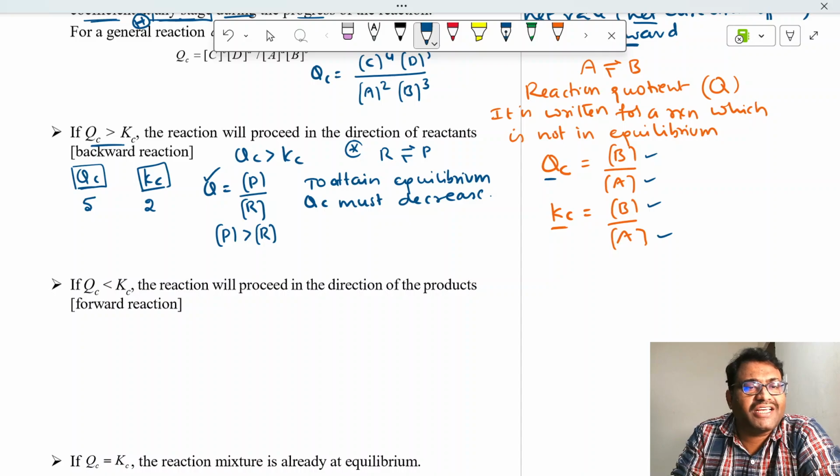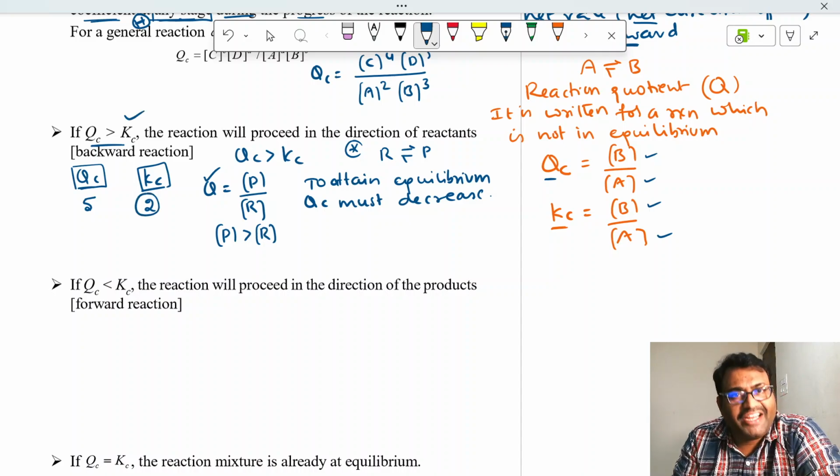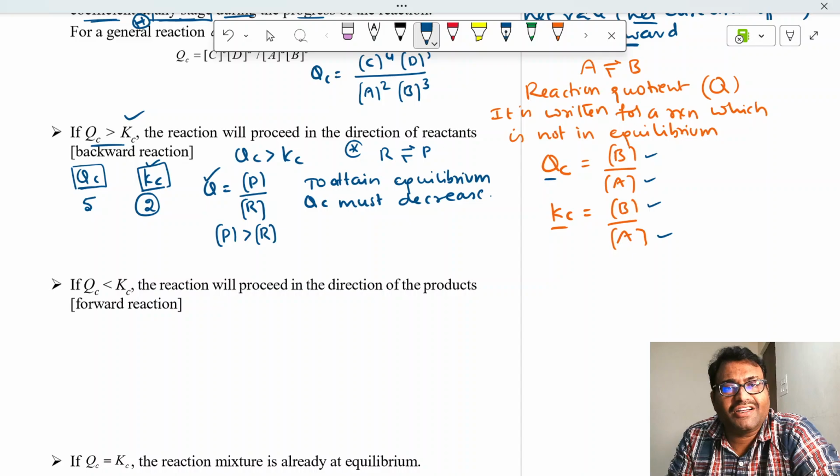Why does it have to decrease? Because Kc is only 2. If Kc is 2, then Kc is written for a reversible reaction at equilibrium. So if it attains equilibrium, Q must be equal to 2. Now it is more, so it has to decrease. Why? Because the final destination of a reversible reaction is to attain equilibrium. So to attain equilibrium, Qc must decrease.